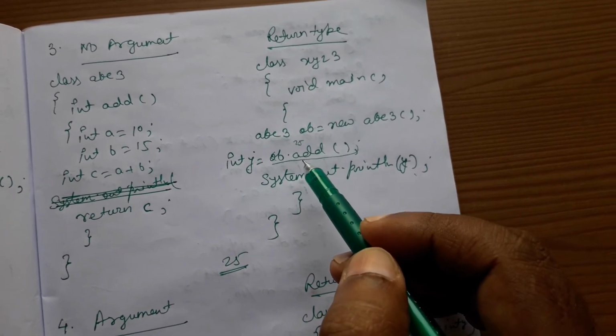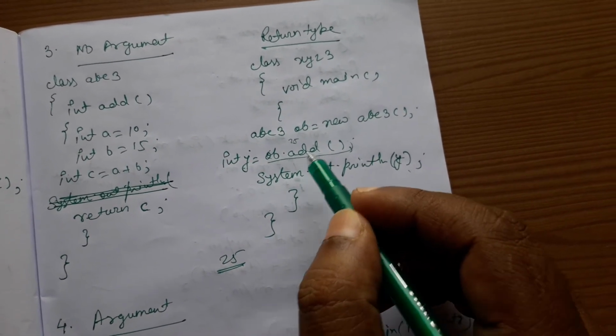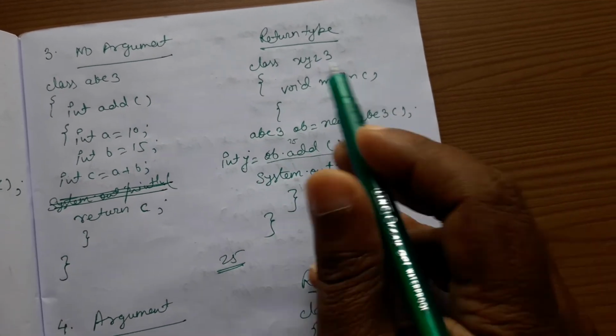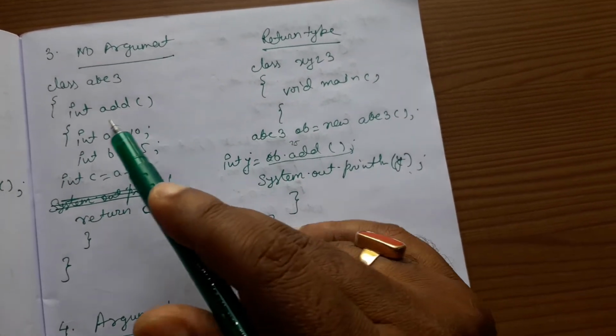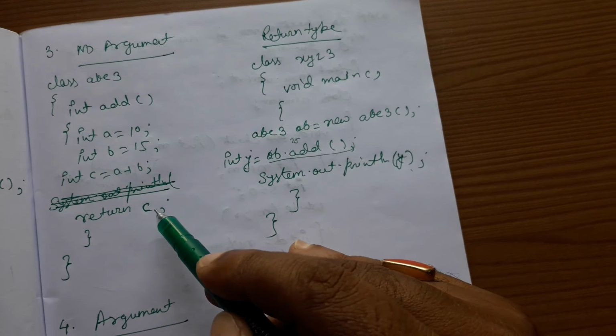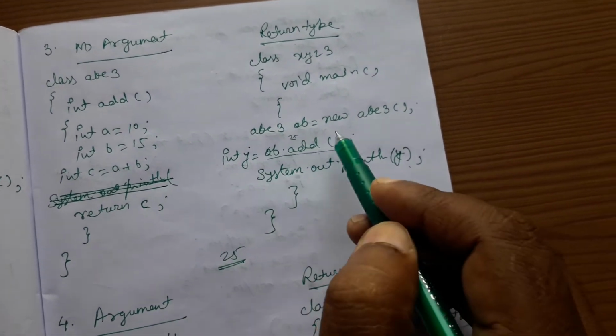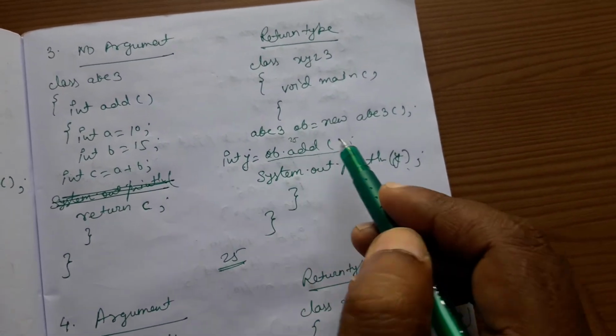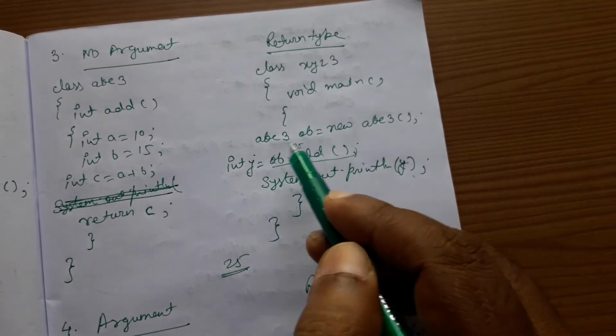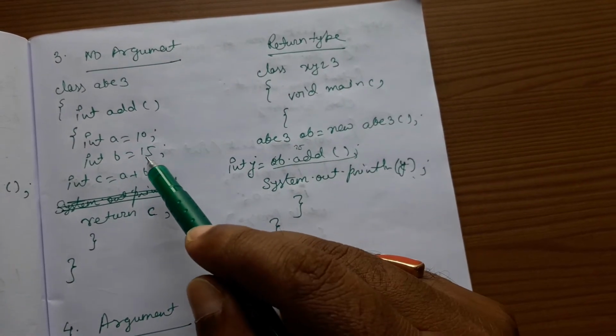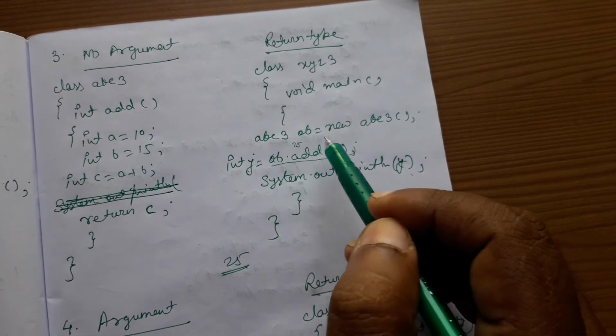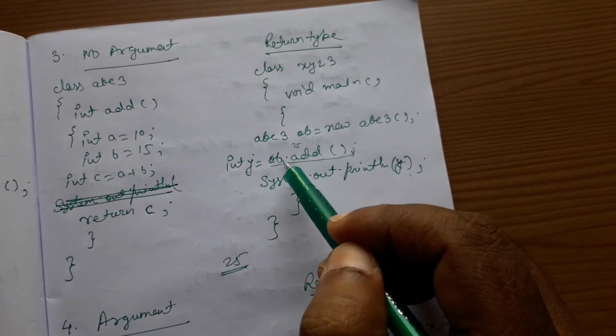So, calling a function and called function, two words are there. Calling a function means the first time we are calling the function. After calling and execution, when the value is returned to the function, that is called a called function. Now it has some value. What is the value? 10 plus 15, that is 25. Now ob.add has one value, that is 25.